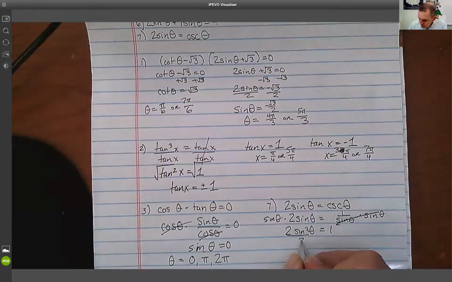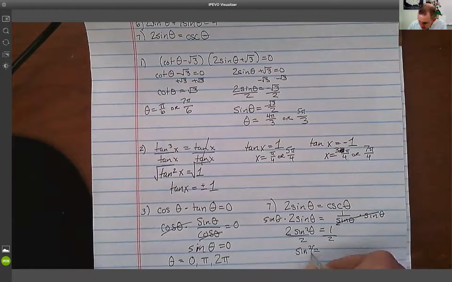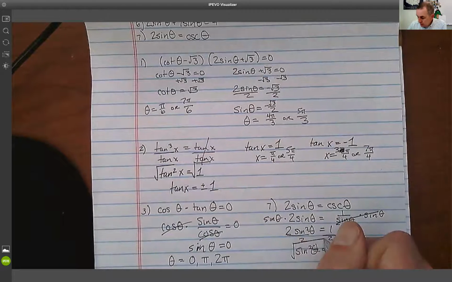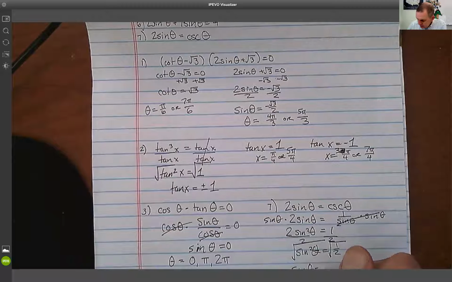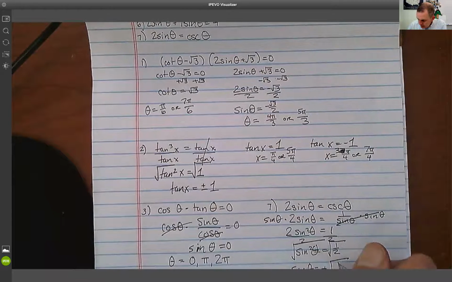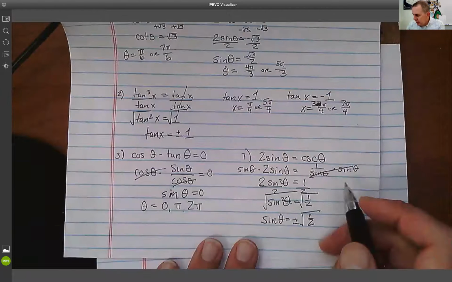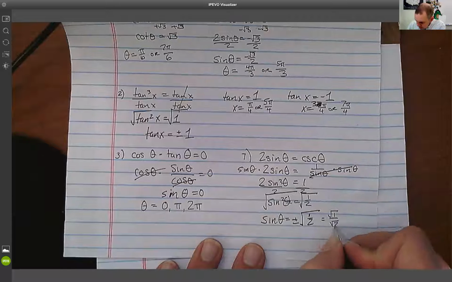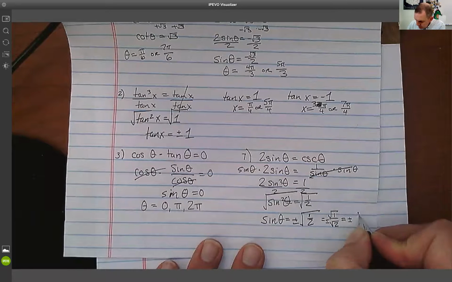Divide both sides by 2. I'm going to get sine squared theta equals 1/2. Square root both sides. And what I'm going to find out is that sine theta equals plus or minus the square root of 1/2. And using my rules of radicals, this is the same as plus or minus root 1 over root 2. It's going to be the same as plus or minus 1 over root 2.